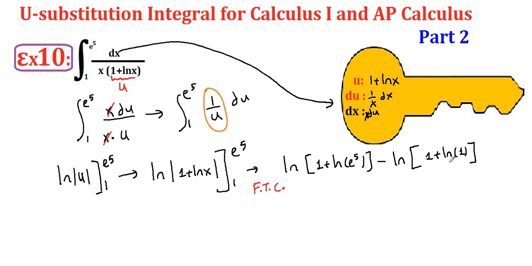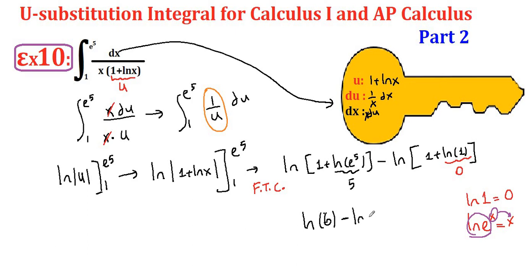Now we know that ln of 1 equals 0, and ln of e to the x is equal to x. So that means if you have ln of e to some argument, it equals that argument. So in our case we have ln of e to the 5, that's going to be equal to 5. So we have ln of 1 plus 5 is 6, minus ln of 1 plus 0 is 1, we have ln of 1 again, and ln of 1 is again 0, so our final answer is ln of 6.